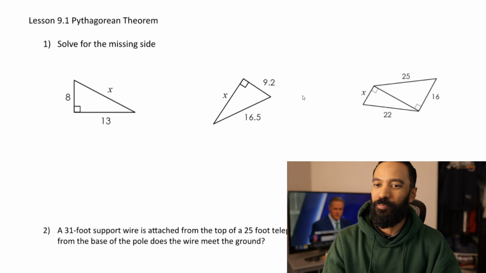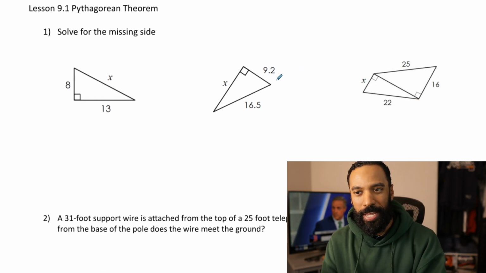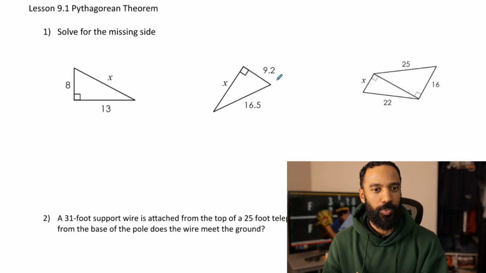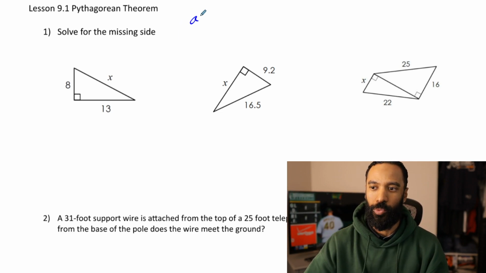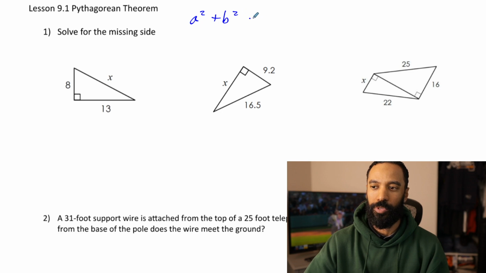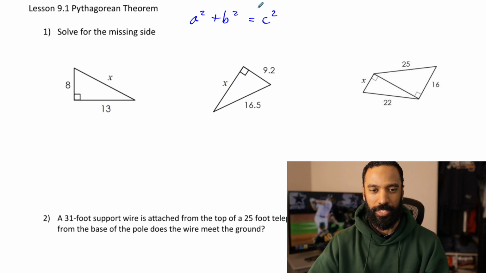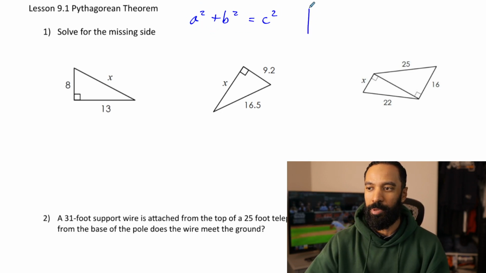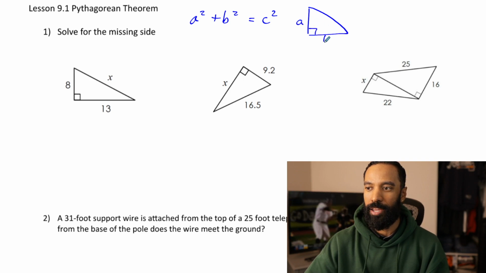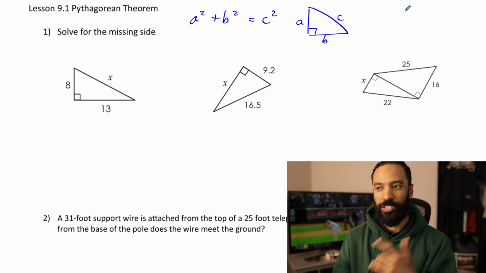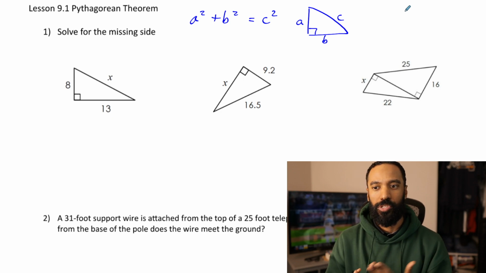All right. Lesson 9.1 on the Pythagorean theorem. There are some different kinds of questions we'll have, including the general old a squared plus b squared equals c squared bit. In any right triangle, this is a true statement, where a and b are the legs of your right triangle and c is the hypotenuse. It doesn't matter which order a and b are in, as long as c is the longest side. So, solve for the missing side.